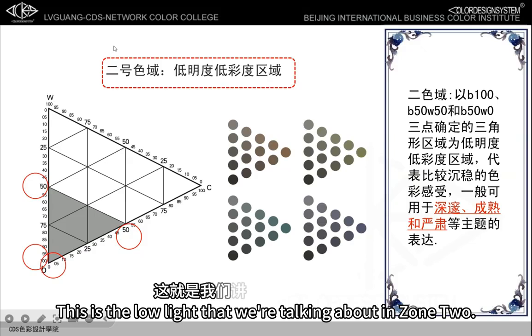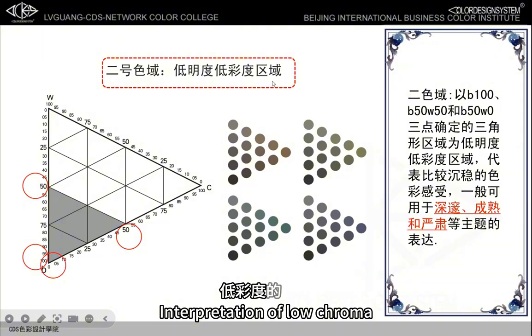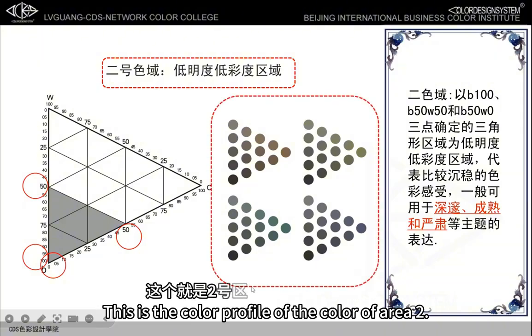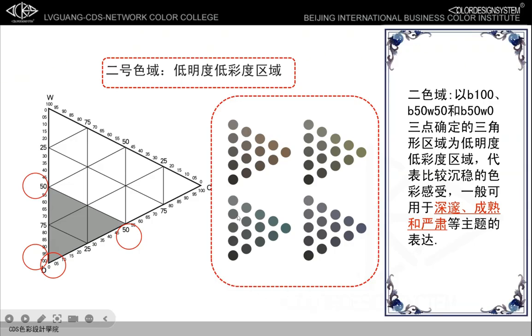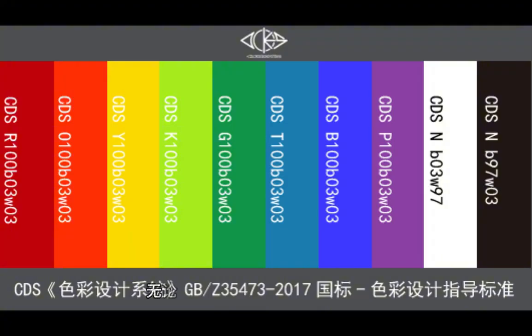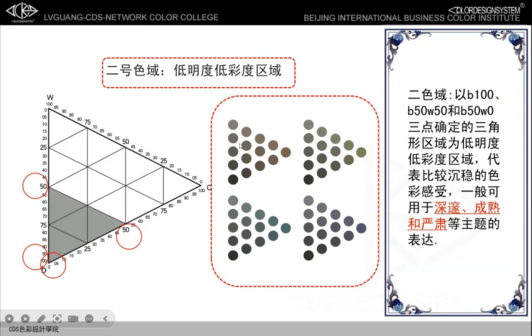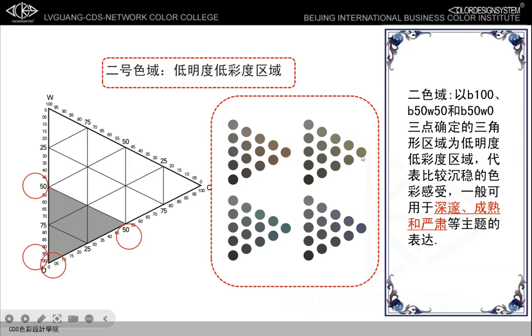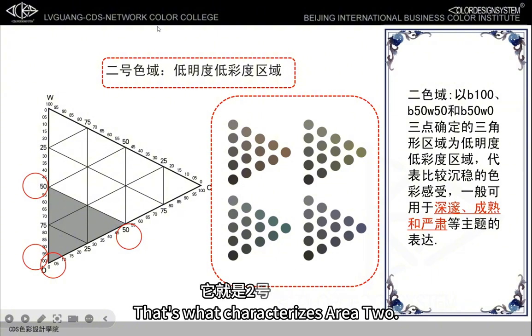This is the low light that we're talking about in Zone 2. Interpretation of low chroma. This is the color profile of the color of area 2. And remember that, whether it is red, orange, yellow, slightly green, blue, purple, these 8 colors, it's all dark colors. That's what characterizes area 2.